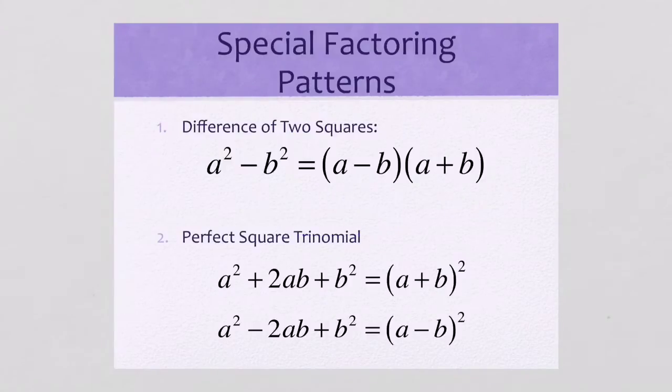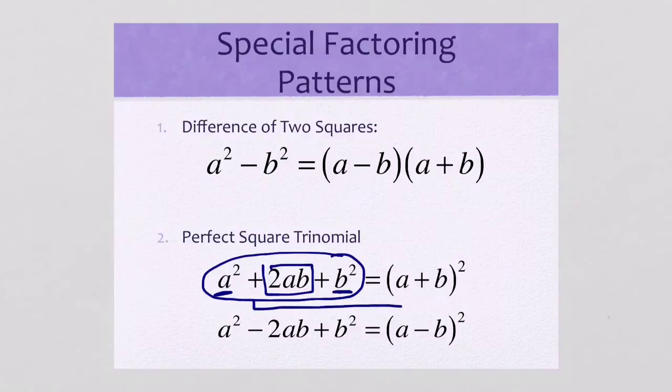Okay, the next one is a perfect square trinomial. This one is a little bit harder to recognize. Some of you notice the first term is a perfect square, and so is the last. It's harder to figure out if the middle is 2 times the first root times the last root. So it's not as commonly used as the difference of two squares. However, good to know.